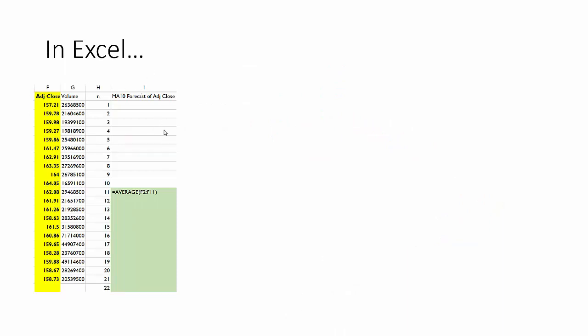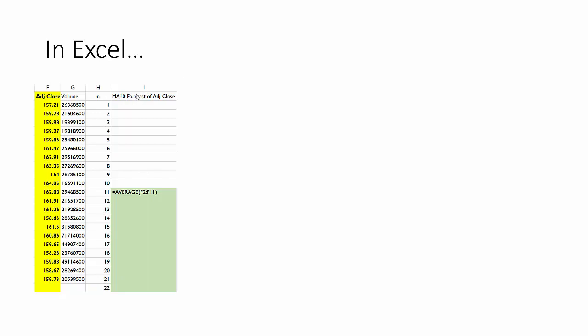Once we've downloaded it, we can open it up in Excel, and you can see that the adjusted closing price has values that are in the $150 to $160 range. It also has information about the volume. And this information here, I've included myself. I'm just putting in the number that's associated with each one of those different observations of the data.